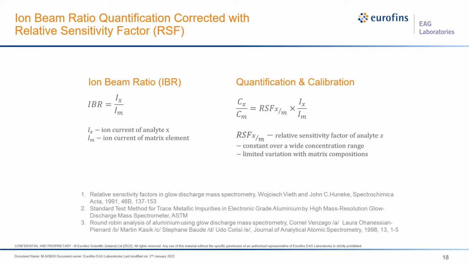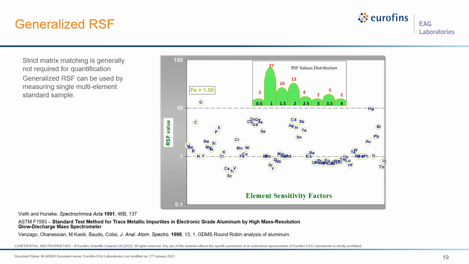To give you an example, this is our generalized RSF set. If we assume iron's RSF is 1, you can see that for most elements, more than 50 elements, the RSF is around 0.5 to 2, and a couple of extras are between 2 and 4. Because of this, strict matrix matching is generally not required for quantification, and a generalized RSF can be established by measuring a single multi-element standard sample. As a result, ASTM methods and literature have been established to support this observation.